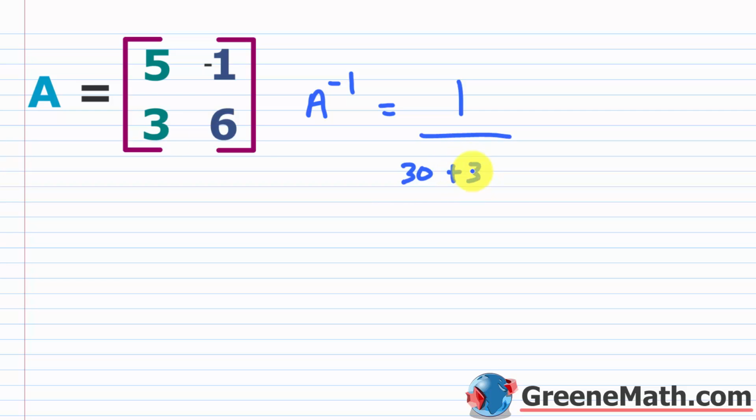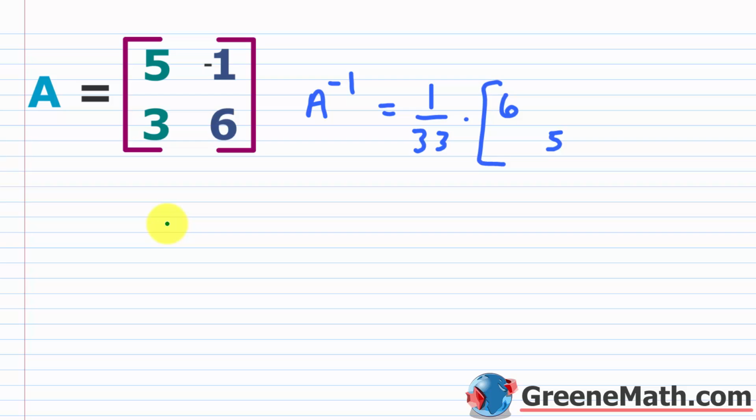So this would be plus 3 here, so this would be 1 over 33. So it would be 1 over 33 times, okay, remember the little trick you have to do over here. You switch these two, so this becomes a 6 and this becomes a 5. These two become their negatives, or you could say their opposites. So this would be -3 and this would be +1, okay?